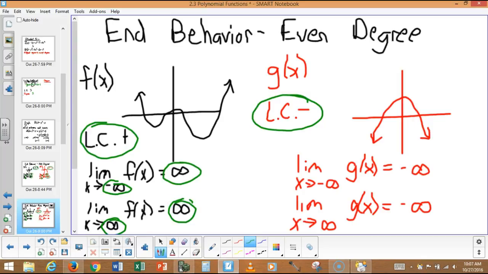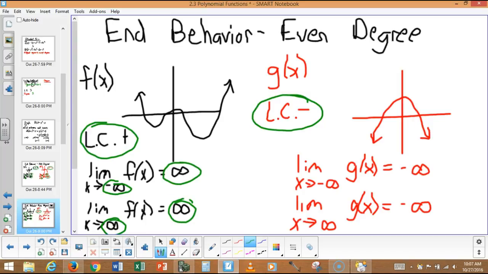If it's an even degree polynomial, both of our limits, whether we're approaching x from the left, negative infinity, or we're approaching x from the right, positive infinity, our y values are going to be approaching infinity. They're going to be increasing.